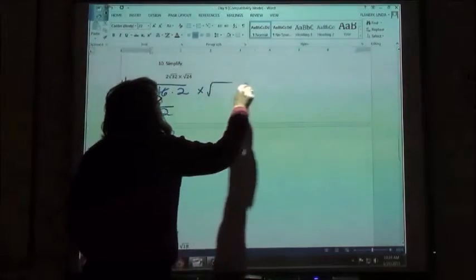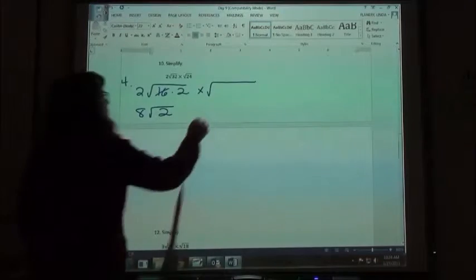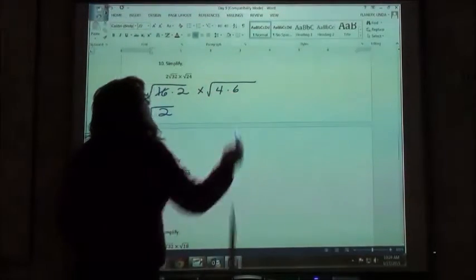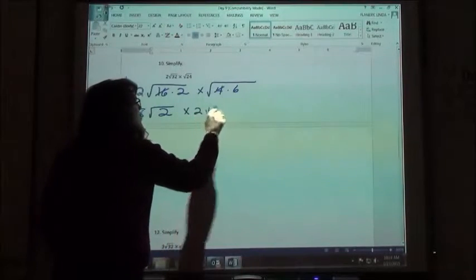Square root of 24. 24 can be factored into 4 times 6, exactly. 4 times 6. The square root of 4 is 2, so we get 2 square root of 6.